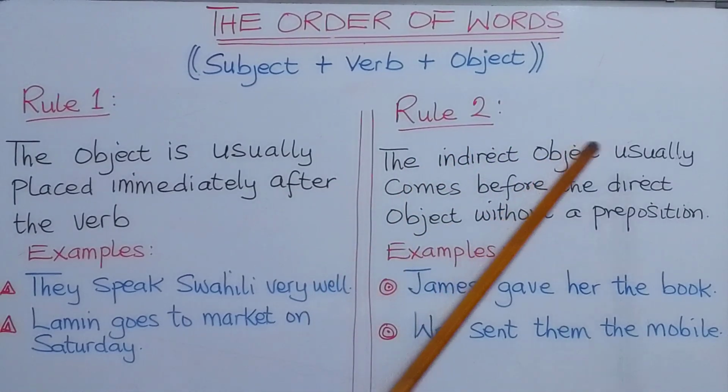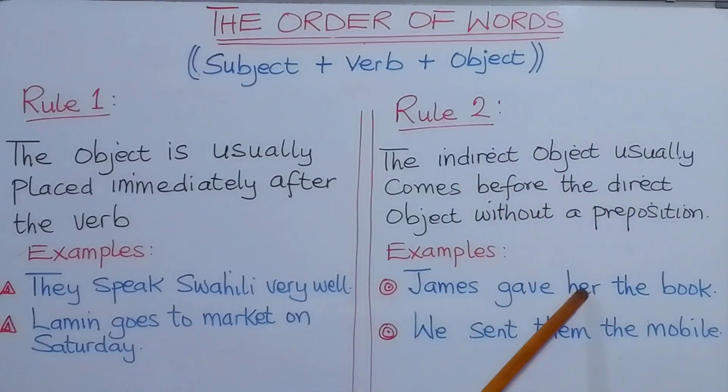The indirect object usually comes before the direct object. So this is the direct object, this is the indirect object, and it comes before the direct object. So you have the subject, then you have the verb, the indirect object coming before the direct object without a preposition. No prepositions are here. So in that case, you have James gave her the book, and we sent them the mobile.